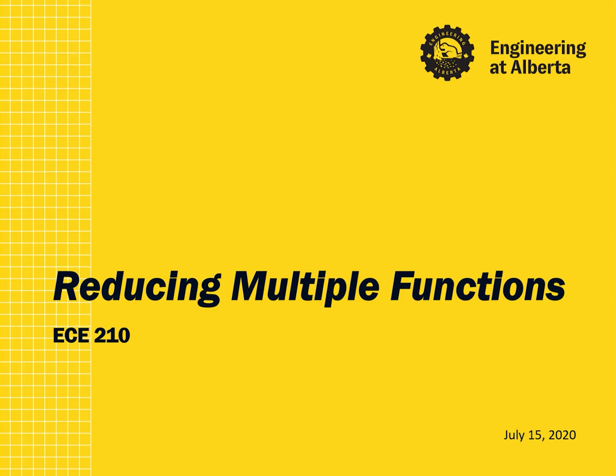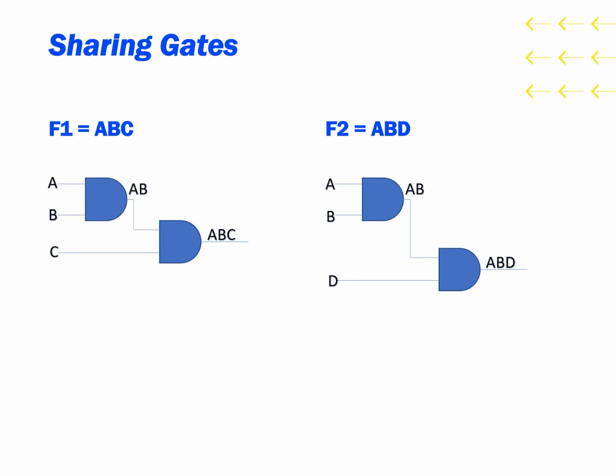Hello and welcome to a presentation on reducing multiple logic functions. So far we've been looking at single function logic, such as the two examples here. But what if you were asked to design a circuit that performs both of these functions? Individually, both of these functions are reduced as much as possible.